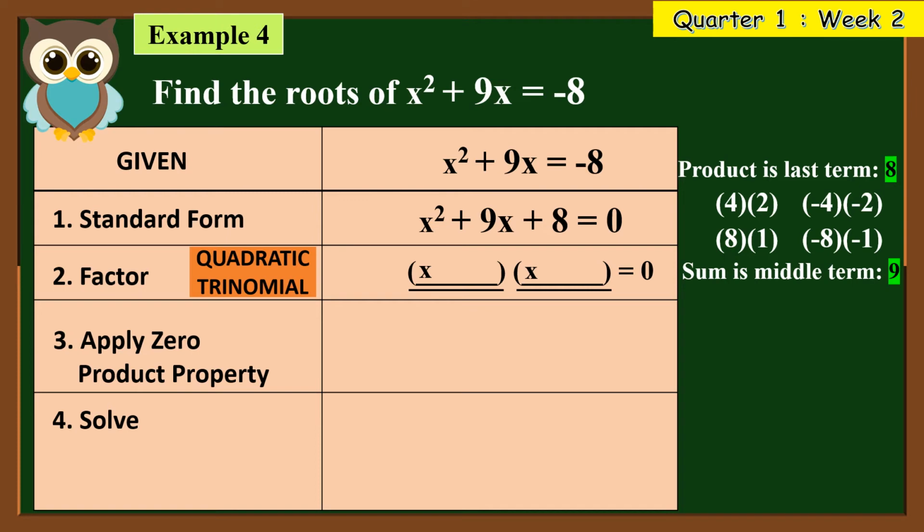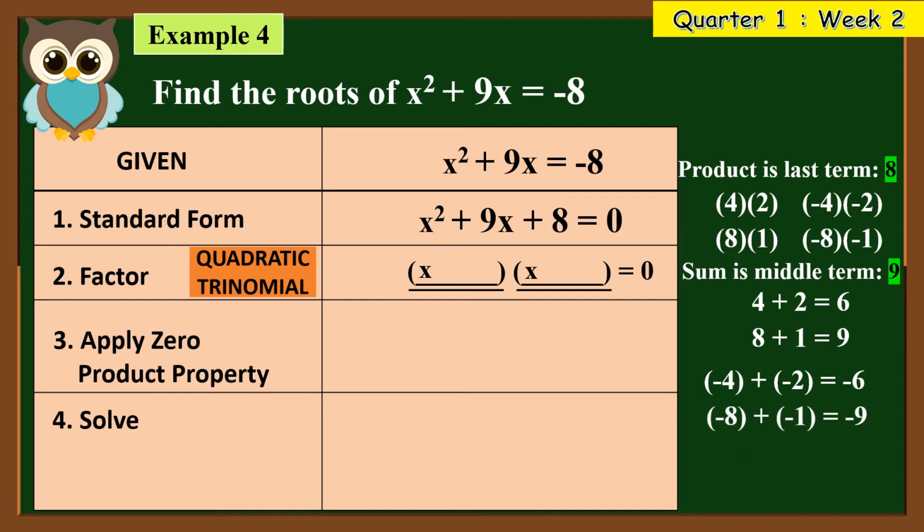So, let us get the sum of each factor. 4 plus 2 will give us 6. 8 plus 1 is equal to 9. -4 plus -2 is -6. And -8 plus -1 is equal to -9. So, it is clear that 8 and 1 are the factors of 8 having a sum of 9. Okay, so we have here 8 and 1.